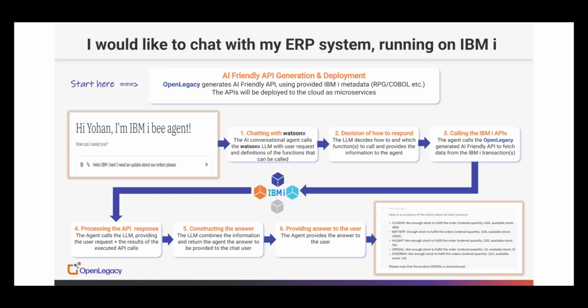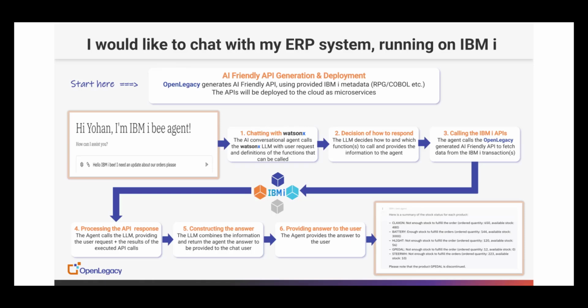First, we use OpenLegacy to generate an AI-friendly API based on IBM i metadata. The generated API is made to be easily and efficiently consumed by AI engines and can be deployed in the cloud or on-premise. watsonx can easily consume the OpenLegacy APIs, creating the perfect combination of a friendly chat agent and a robust way to get IBM i data.